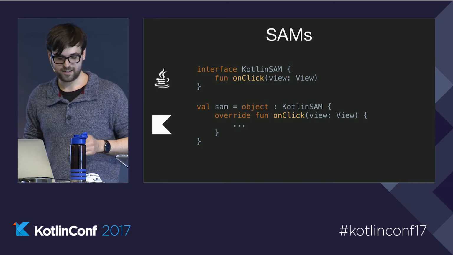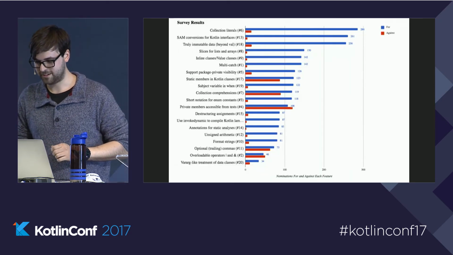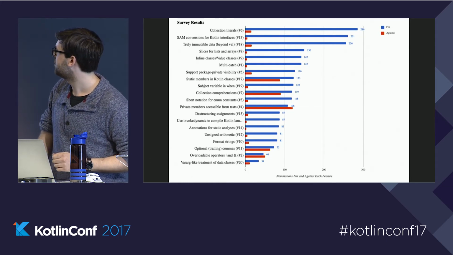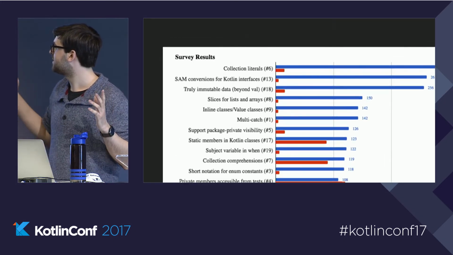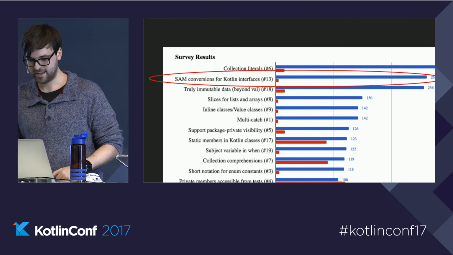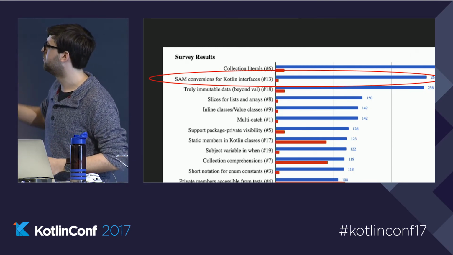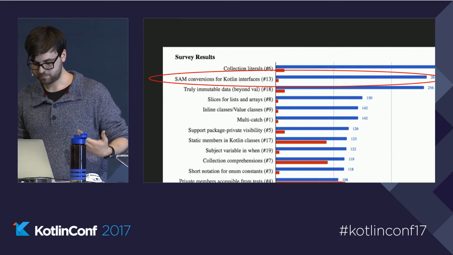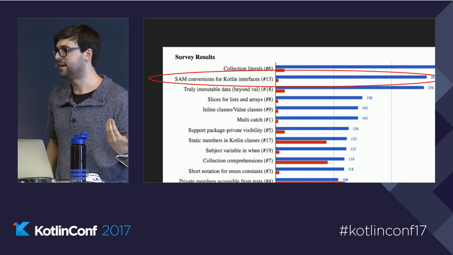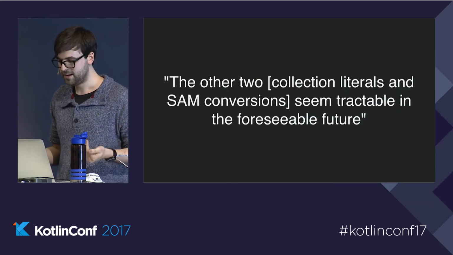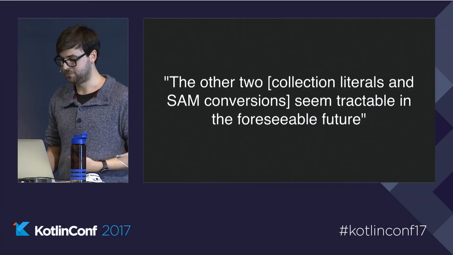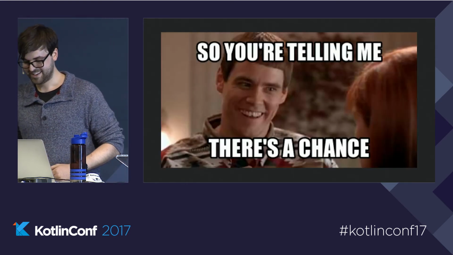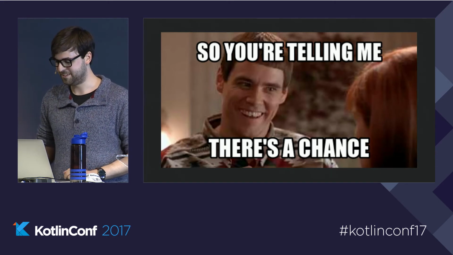Here is the Kotlin language feature survey that was sent out a little while ago. Enhance SAM conversions for Kotlin interfaces. Everyone wanted this, and no one didn't want this, right? And the other 2 things here are collection literals and truly immutable data. What Andrey Breslav had to say about this is he first said that truly immutable data seems very difficult, but these other 2 seem tractable in the foreseeable future, right? Maybe we will get this one day. Maybe we will get Kotlin SAMs, and then we will be very happy.